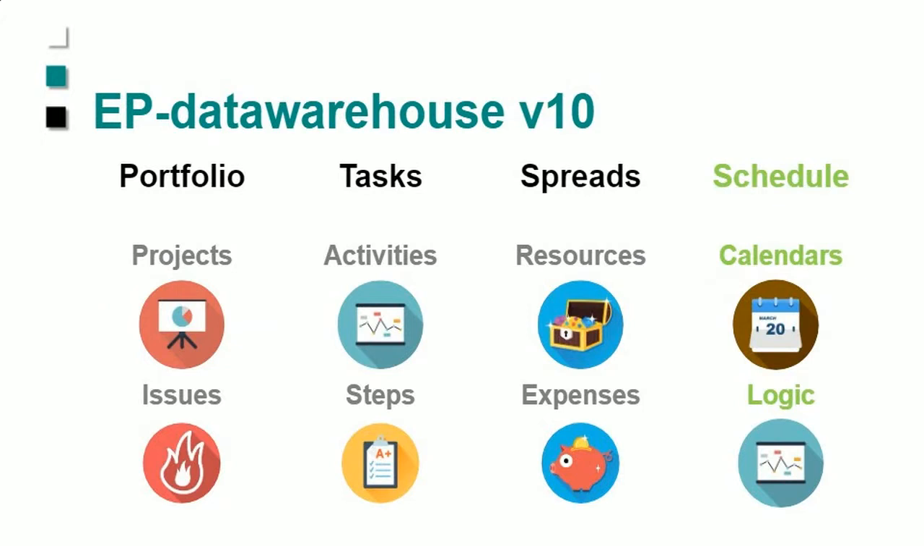Now, in terms of what we snapshot, well, we snapshot just about everything that you need to do reporting. So we've got the top level portfolios. So not only do we take the project data, we take issues as well if you use that. At the activity level, we're talking about, of course, WBS activities and steps. So we've got all those layers.